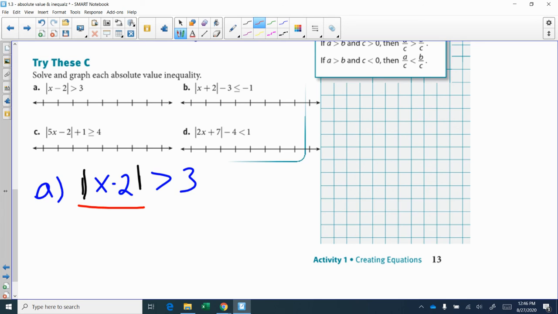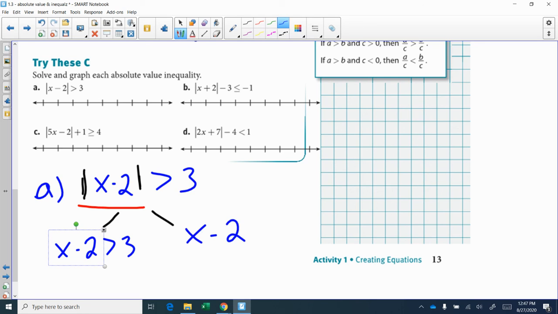The next step is to separate these. Notice how right now I haven't changed any of the process. When I separate these, I'm going to rewrite it. So in the first equation, I have x minus 2 is greater than 3, just as you see up there. And like we talked about yesterday, anytime I'm dealing with absolute values, I have both a positive and a negative answer. So for my second problem, I'm going to rewrite it as x minus 2.